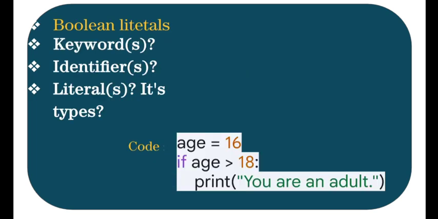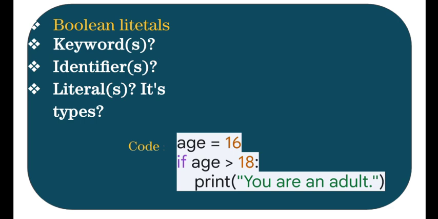Let's do a quick check to see if you have understood the concepts. Keywords. Keywords are special reserved words. Identifiers. These are the names of variables, functions or classes. Literals. These are fixed constant values.